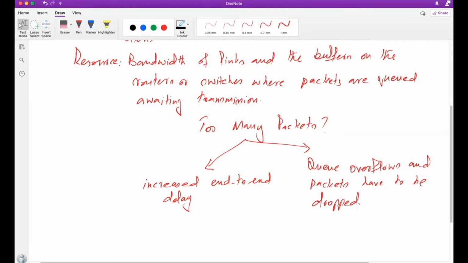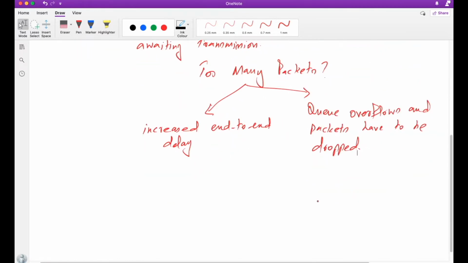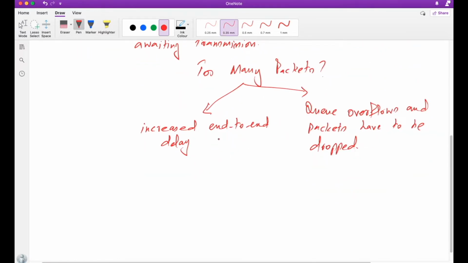But as we know, and we have discussed in the previous class, most networks provide congestion control mechanisms to deal with such a situation, right? Where we have increased end-to-end delay, or where the queue overflows and packets have to be dropped. We have this congestion control mechanism to deal with such a problem.